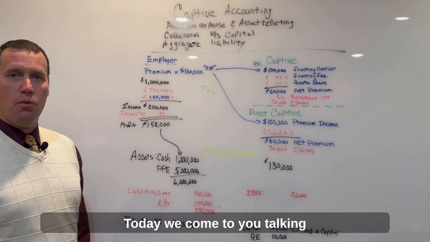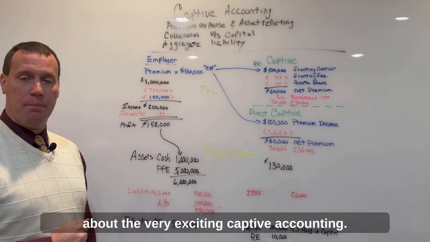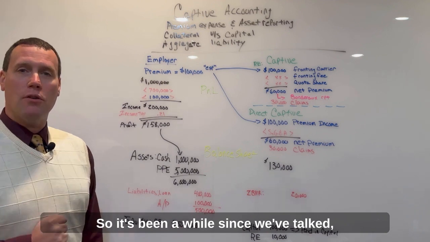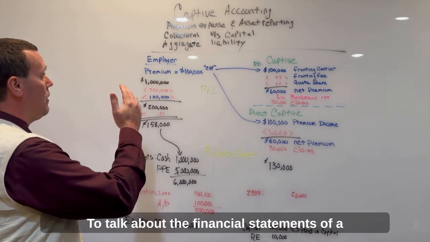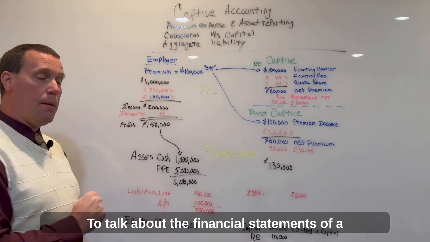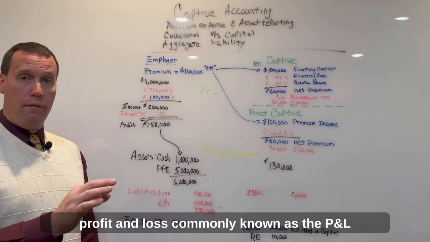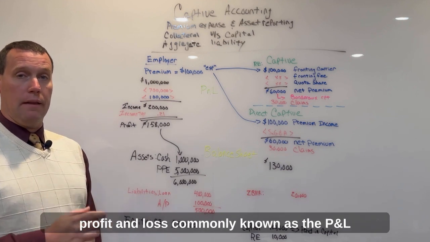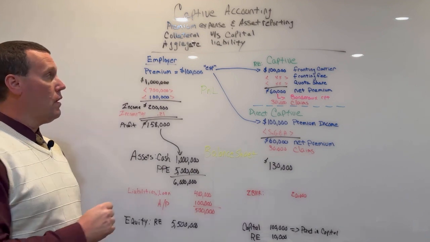Today we come to you talking about the very exciting captive accounting. It's been a while since we've talked, so let's jump right in, shall we? To talk about the financial statements of a captive insurance company, you have to address the profit and loss, commonly known as the P&L, as well as the balance sheet.